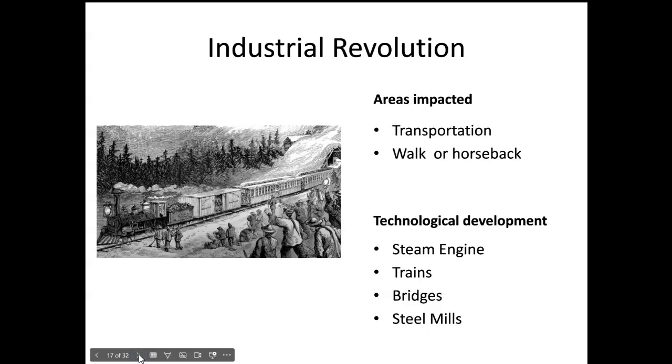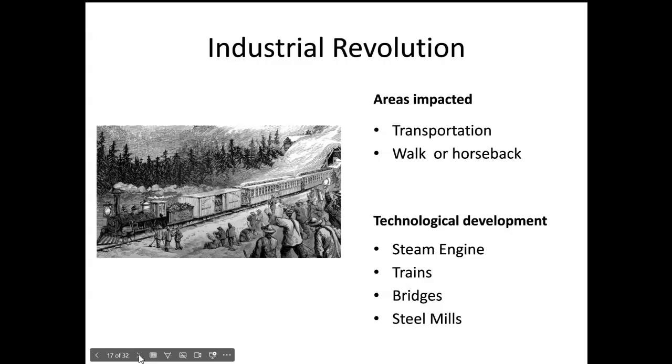So if we talk about transportation and how the Industrial Revolution impacted that, prior to it, we were either walking or on horseback. We might be drawing a carriage with horses, but of course the technological development of the steam engine directly led to the first locomotive steam engine, or train. And at that point, once we started to have trains, we wanted to go across the continent.